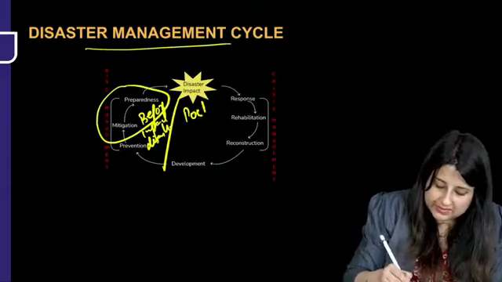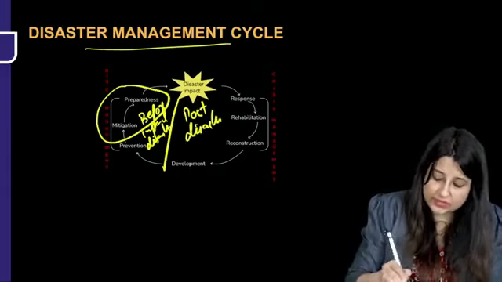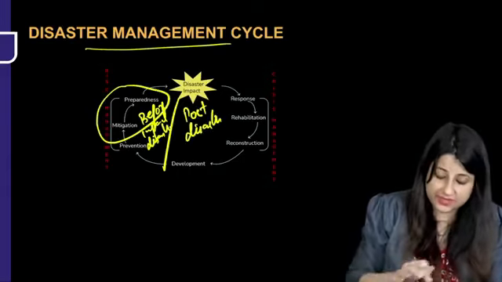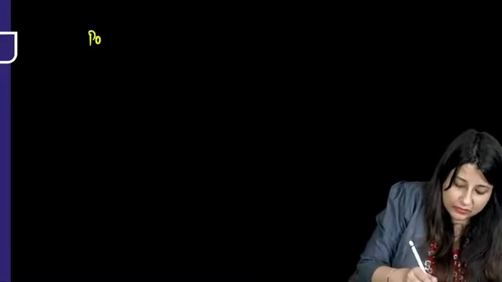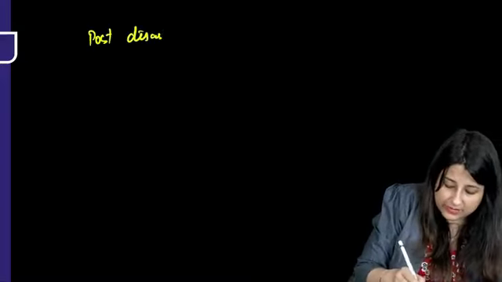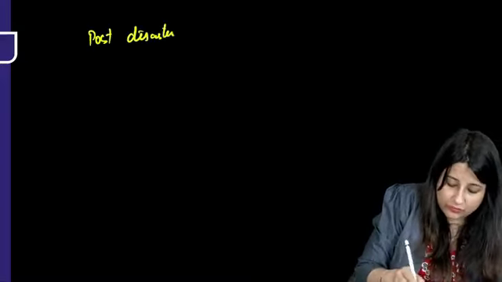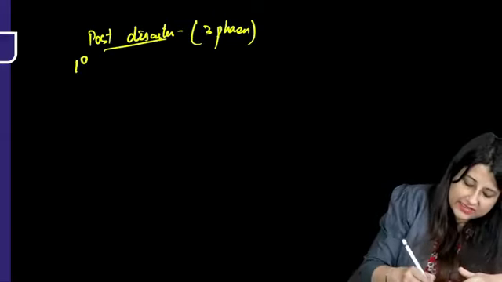Now post disaster, whenever a disaster strikes, you can divide it into 3 phases. One second, I'll just write those 3 phases. You need to remember that. So post disaster we can divide it into how many phases? 3 phases, everybody. What are those 3 phases?